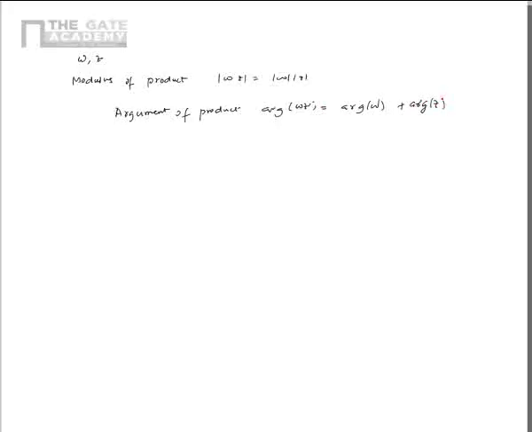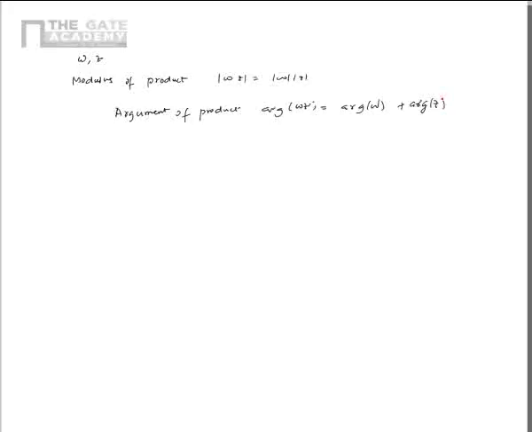Okay, so let's see how multiplication looks in the Argand plane. If you have w and z, two complex numbers, then the modulus of the product will be mod wz, which is nothing but mod w into mod z. And the argument of the product of these two numbers would be argument of wz, which is nothing but argument of w plus argument of z.